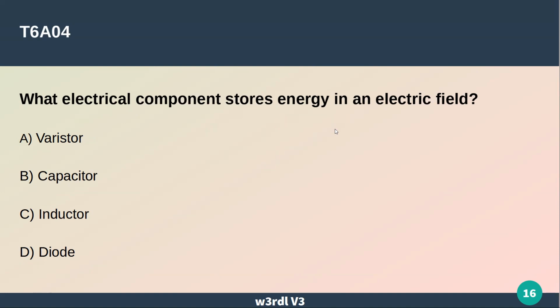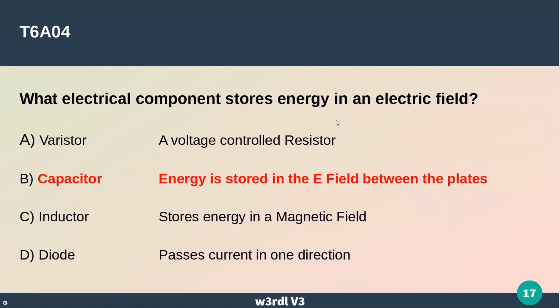Bravo. We hadn't talked about varistors. That's a voltage controlled resistor. And we hadn't got to inductors. That's next. And they store their energy in a magnetic field as opposed to an electric field. And diodes don't store, well, not technically correct because they do have some capacitance. But for all practical purposes, they just pass current in one direction.